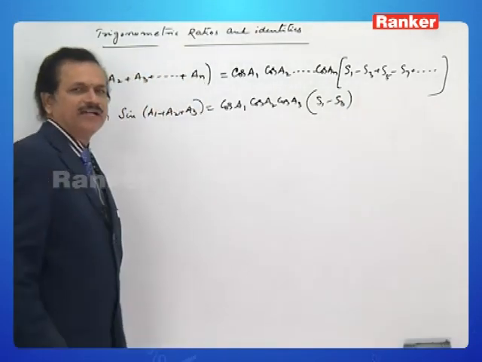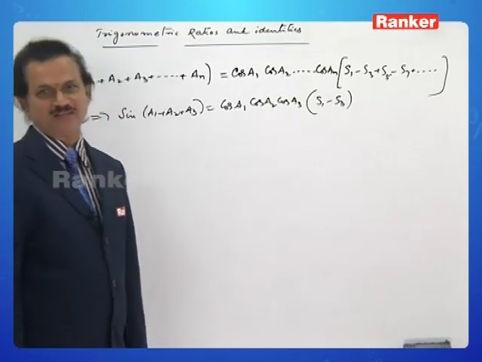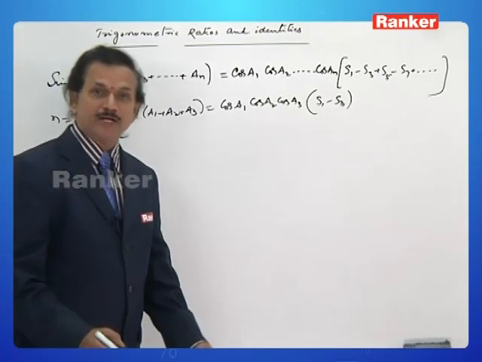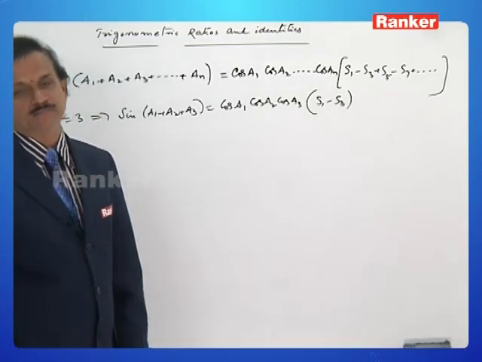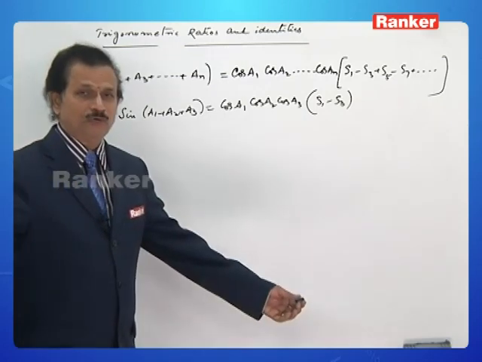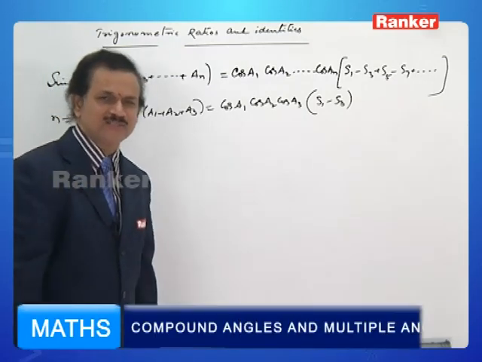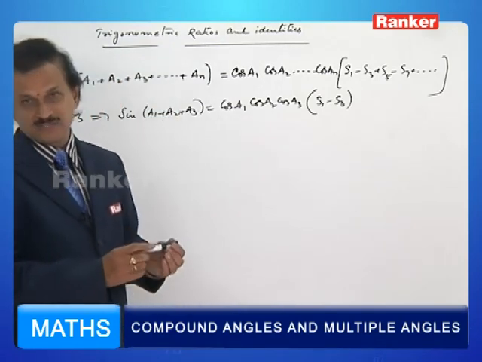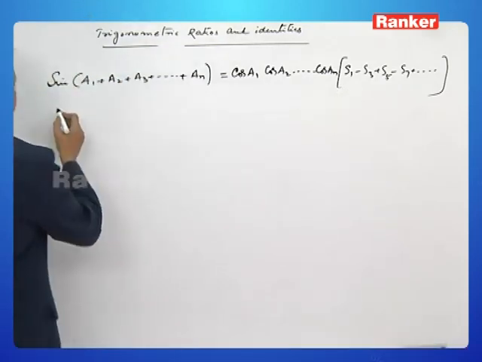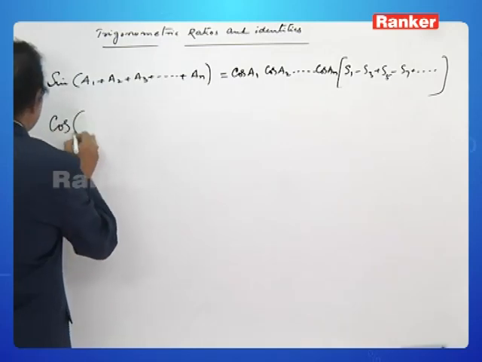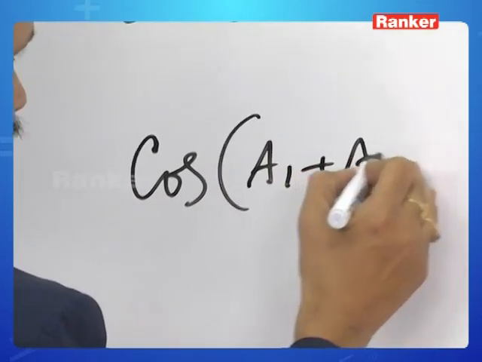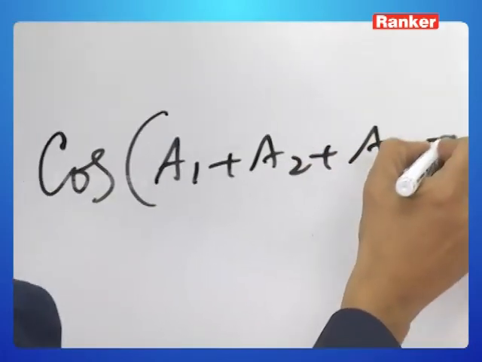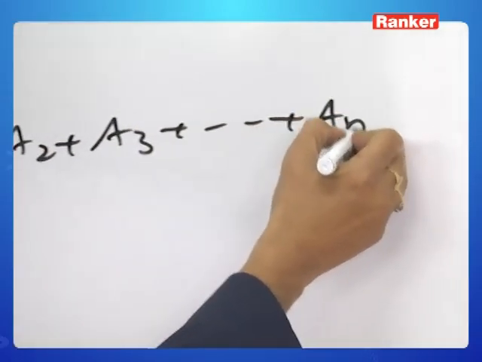What is S1? Tan A1 plus tan A2 plus tan A3. What is S3? Tan A1 into tan A2 into tan A3. We could have got the correct answer. Hence, this formula is verified for n is equal to 3 also. It is correct actually. In a similar fashion, cos of A1 plus A2 plus A3 and so on, plus an is equal to.